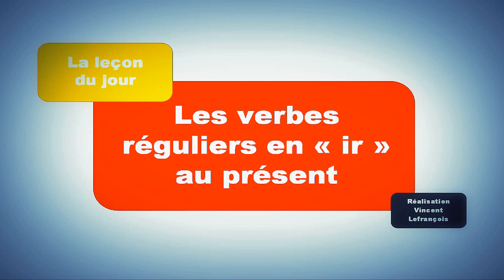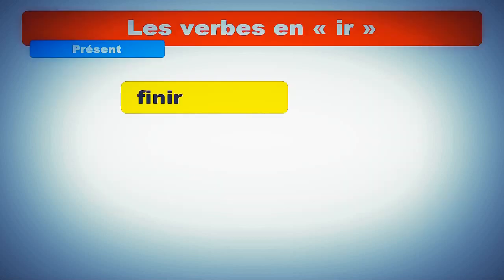Hi everyone, and welcome for la leçon du jour, your French lesson of the day. Today we will see les verbes réguliers en IR au présent. Okay, so as you probably know in French, we've got three groups of verbs, and les verbes réguliers en IR, so the ones ending with IR, are the second group. So be careful because even if a verb is ending with IR, it doesn't mean it belongs to this group, because we've got some other verbs ending with IR who belong to the third group, so irregular verbs. Okay, but then in this case, I decided to choose finir.